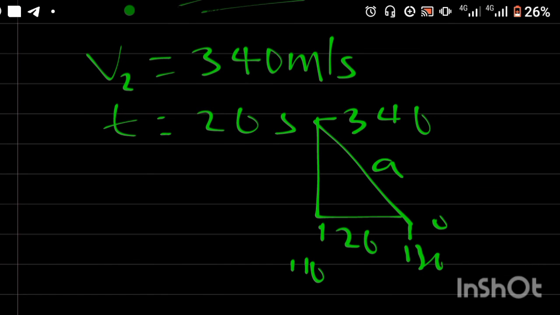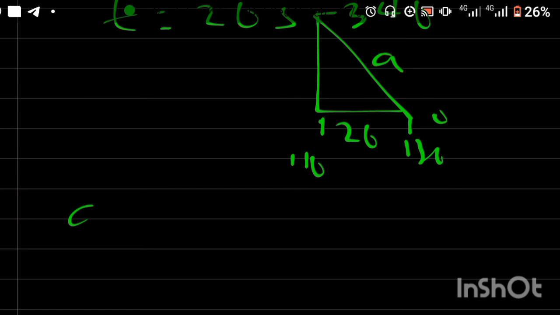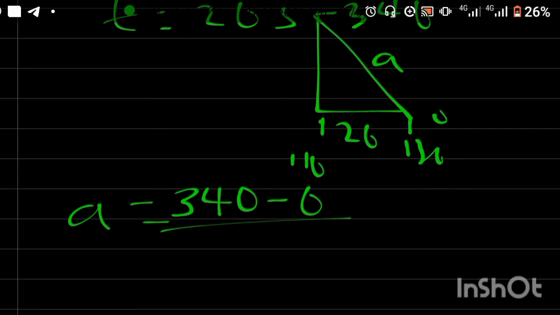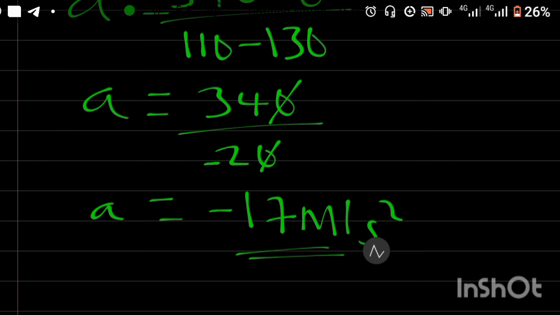The average retardation as the car is brought to rest is a function of the slope of the graph at the later stage. We have A is equal to 340 minus 0 over 110 minus 130. 340 divided by 20, I have minus 17 meters per second square. This is the rate at which the object is being brought to rest. It is negative because it is retardation or deceleration.